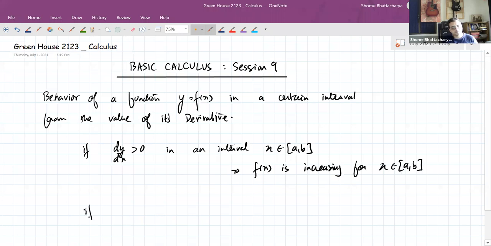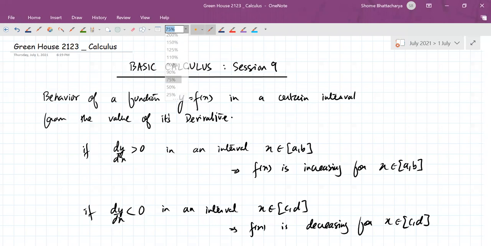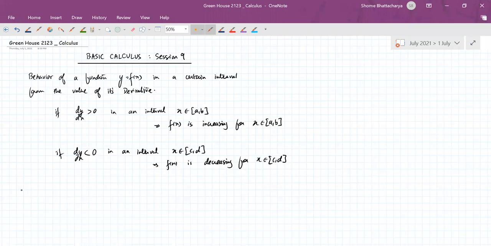And if the derivative is negative in an interval, let's say c to d, then the function is decreasing for that particular interval. So let's understand this with a couple of examples today.